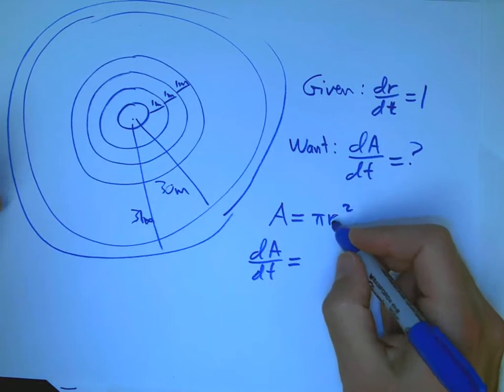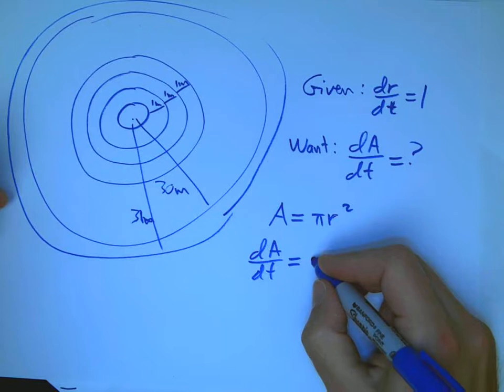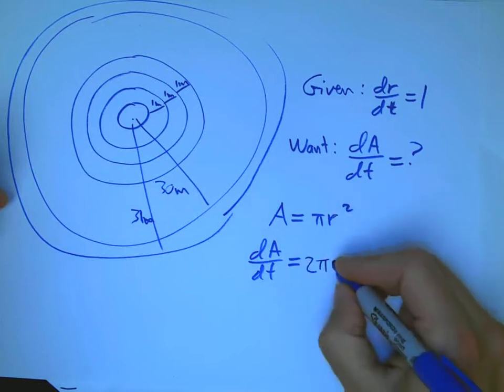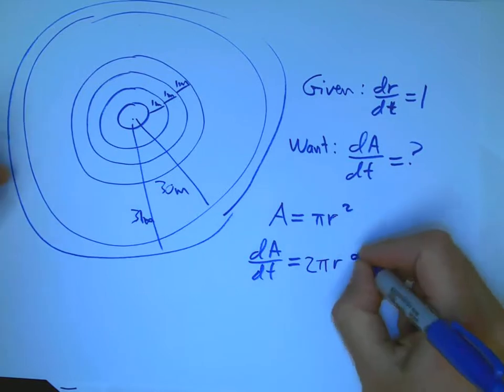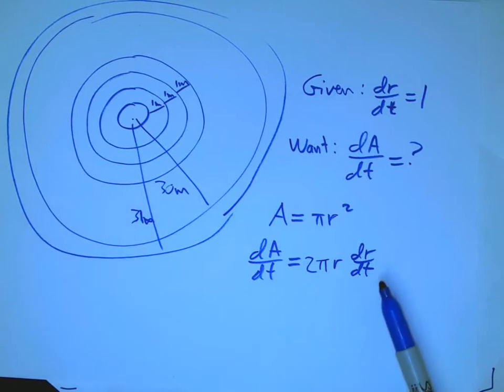Just like in implicit differentiation problems, this is really the function r of t inside the square function. So you get the pi coming along for the ride. You get 2r, so I'm going to put the 2 in front. So the derivative of something squared is 2 times that something, and then times the chain rule.